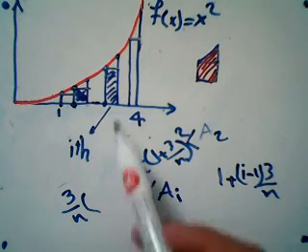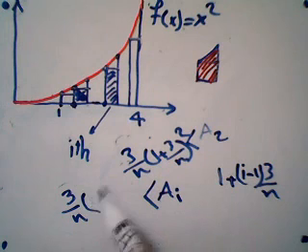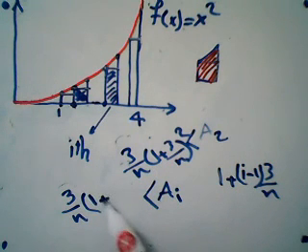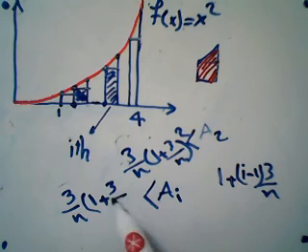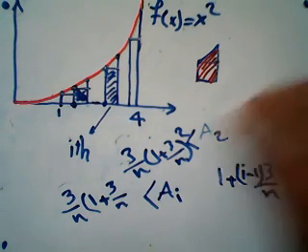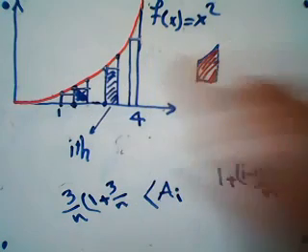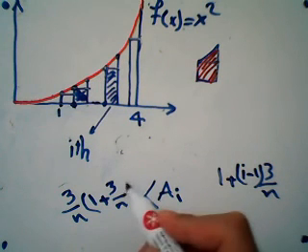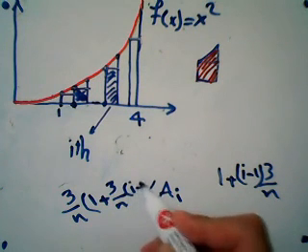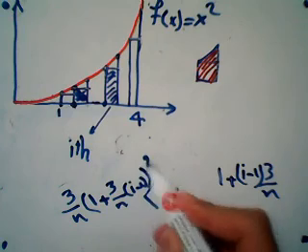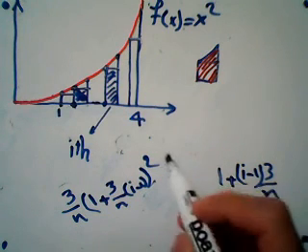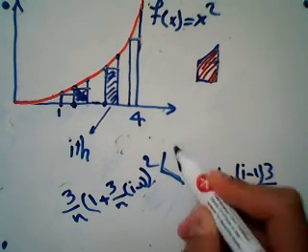So here we got 1 plus 3 over n times i minus 1, the whole thing squared. This is Ai.